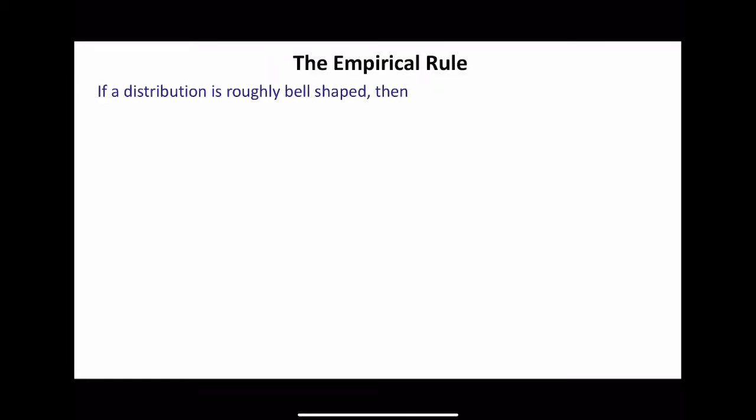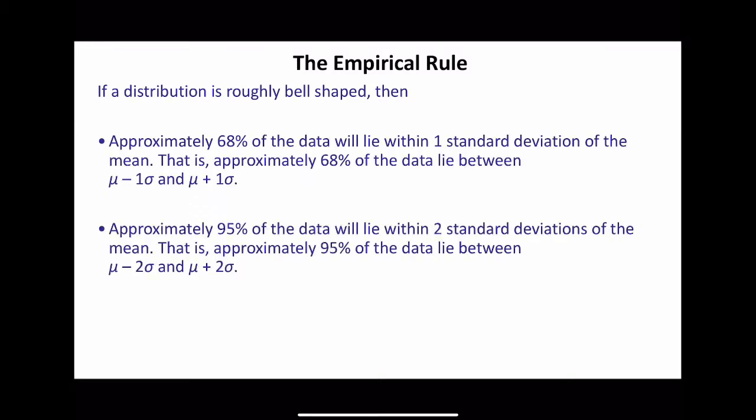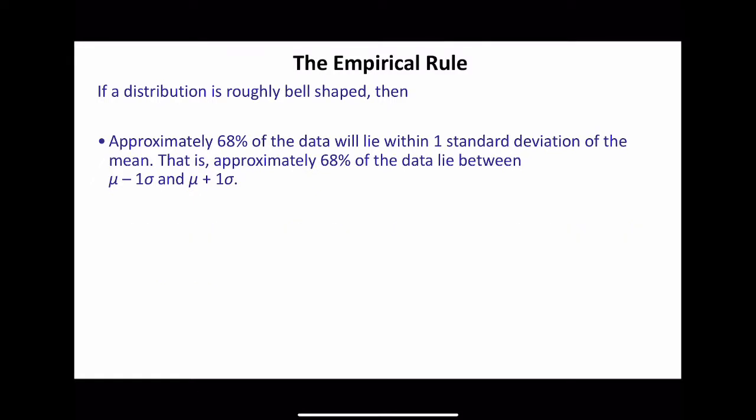Okay, we're going to talk about the empirical rule. So if we have a roughly bell-shaped or normal distribution, then approximately 68% of your data is going to be within one standard deviation of the mean. So basically you take the mean and you add the standard deviation to it, and then you take the mean and subtract the standard deviation from it. So that one standard deviation on either side, all of that stuff in between, 68% of your data will be there.